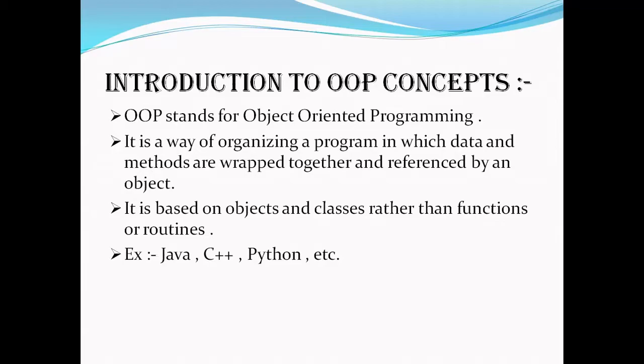It is a way of organizing a program in which data and methods are wrapped together and represented by an object. So, from the definition, I'm explaining in a very clear way that data and methods together are wrapped in an object. So object-oriented programming just deals with its objects. From here we can understand that the main priority of object-oriented programming is objects and classes. It gives least importance to functions or routines.